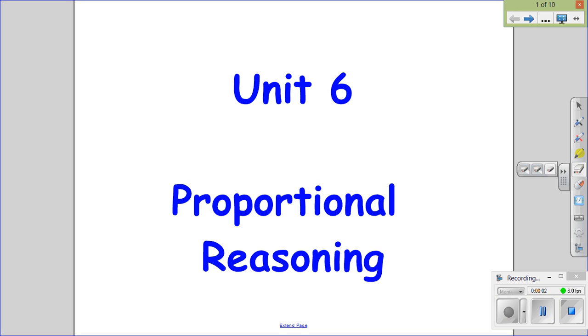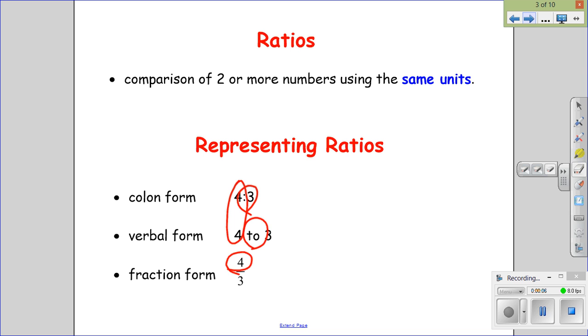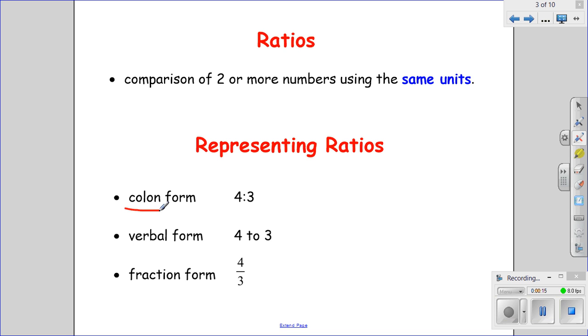Unit 6, Proportional Reasoning and Solving Proportions. In order to solve proportions, we need to remember what exactly ratios are. They're a comparison of two or more numbers using the same units, and they can be represented in colon form, where you have a colon between the two numbers, verbal form, using the word "to", or fraction form, where we've written it as a fraction.